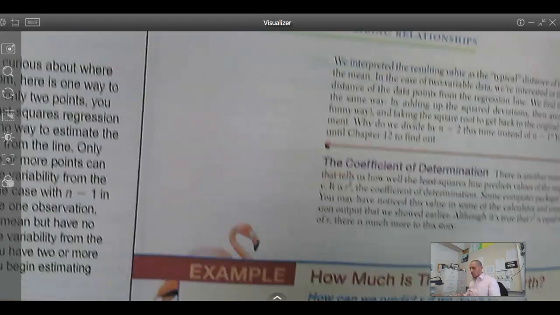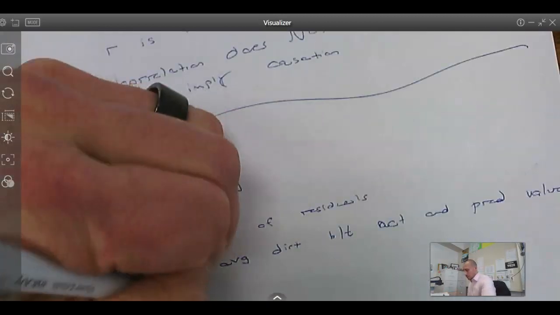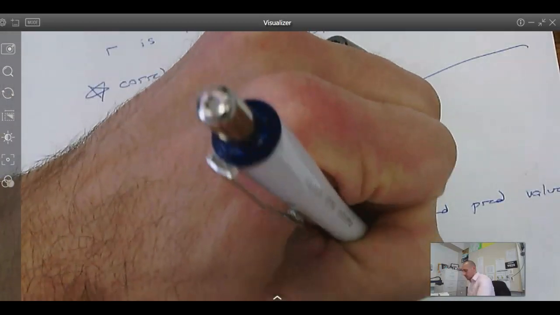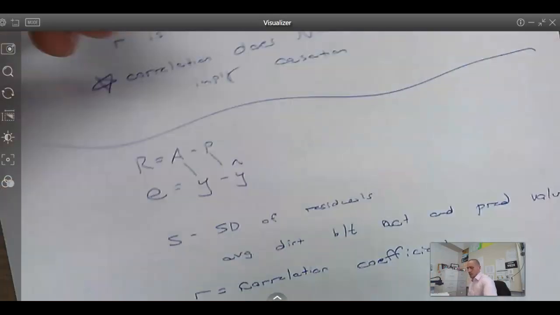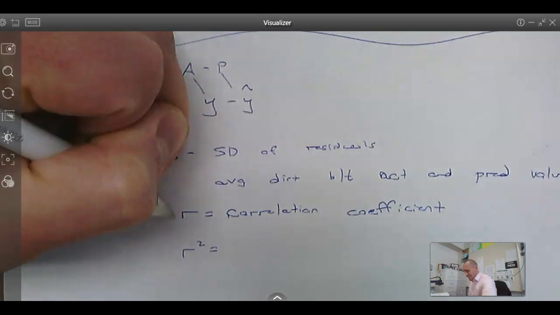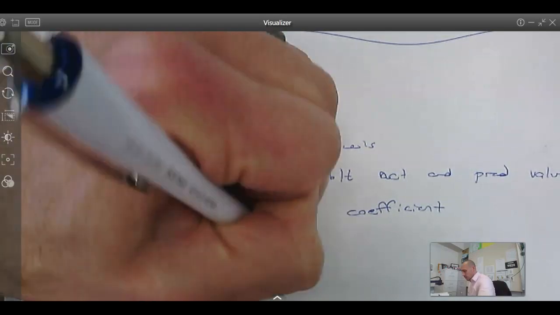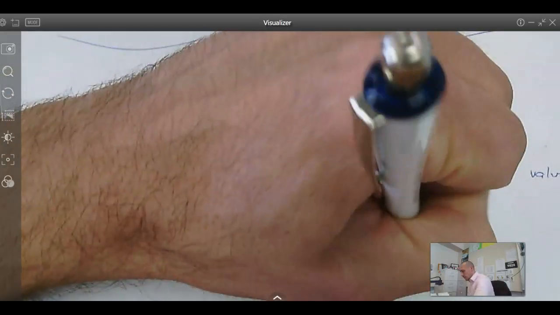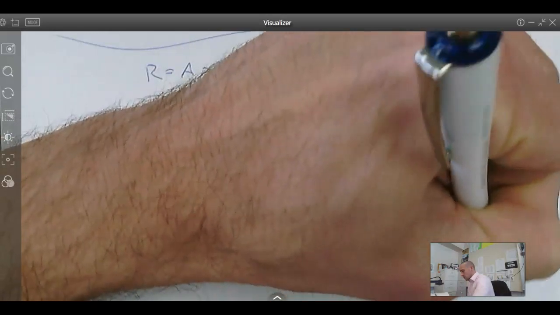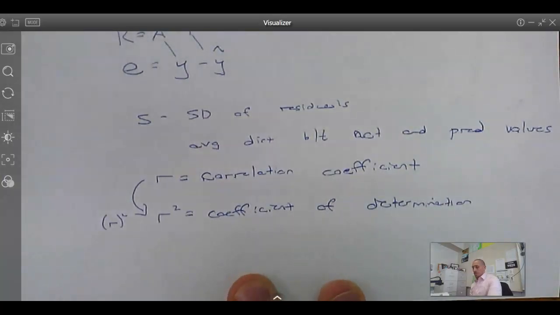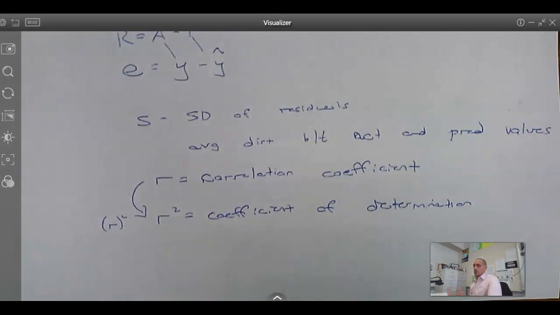Then we got into R squared. Let me clarify something. R is your correlation coefficient. C-O-E-F. Okay, I think I got that spelled right. And R squared is literally just the correlation squared. That's all it is. It's called the coefficient of determination. Coefficient of determination. So it's a fancy term. All it is is the correlation squared, and we usually express it as a percentage.